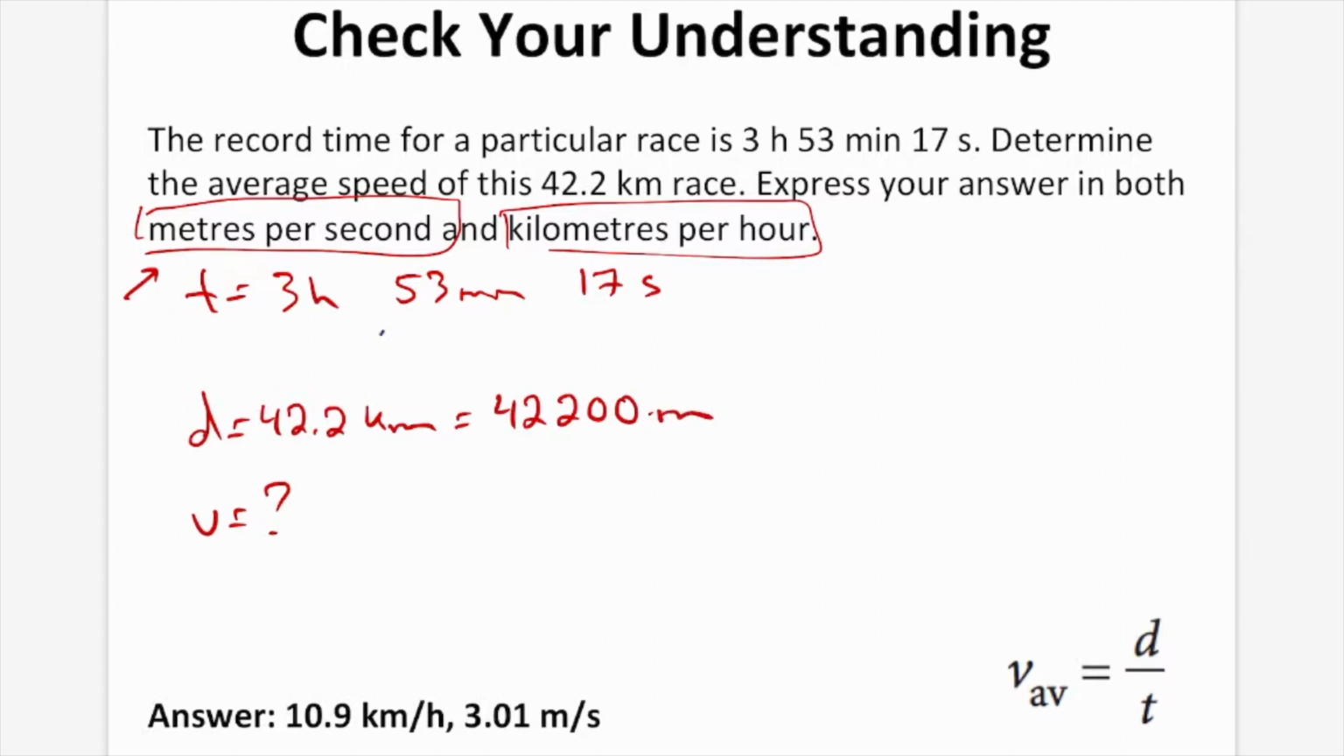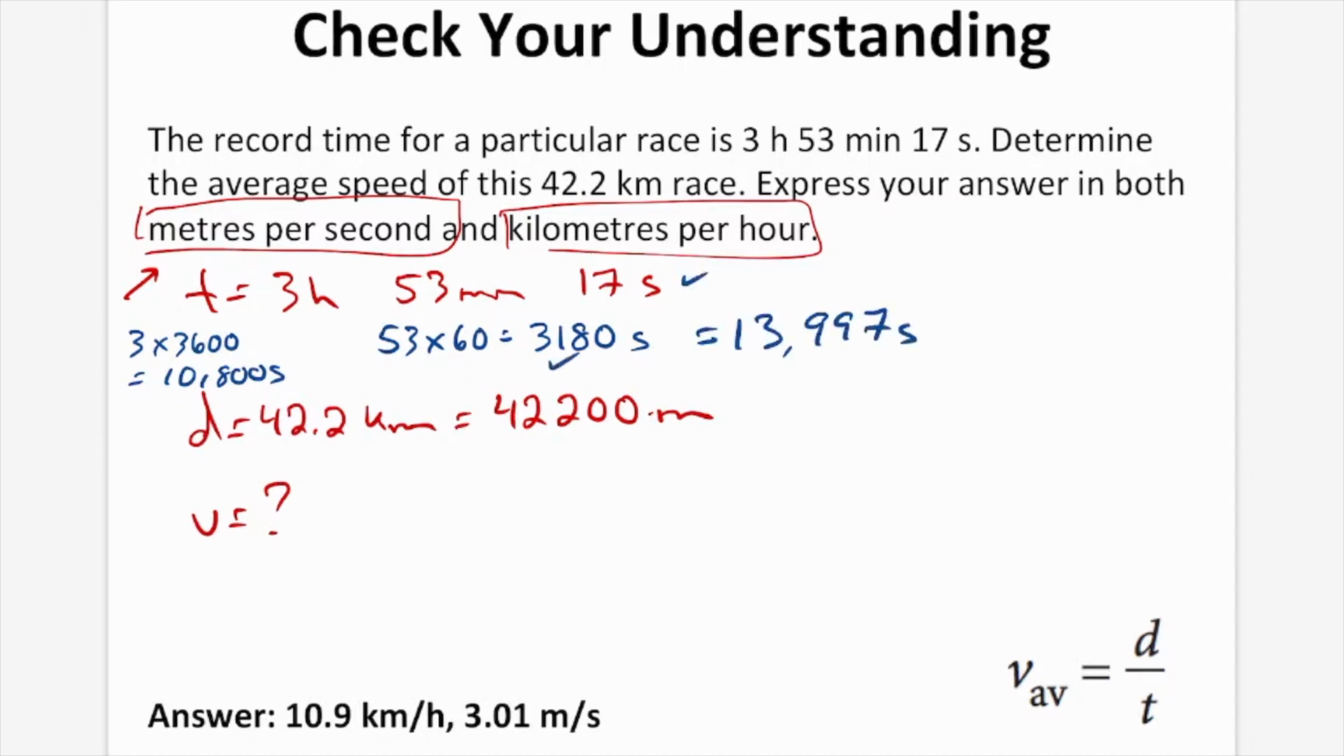53 minutes converted into seconds is going to be 53 times 60, which equals 3,180 seconds. And 3 hours is going to be 3 times 3,600 seconds, because there's 3,600 seconds in an hour. And that equals 10,800 seconds. So our total time is going to equal 13,997 seconds. And that's just going to take that guy, and that guy and add them together. And we have a distance in meters, so we're good to go.